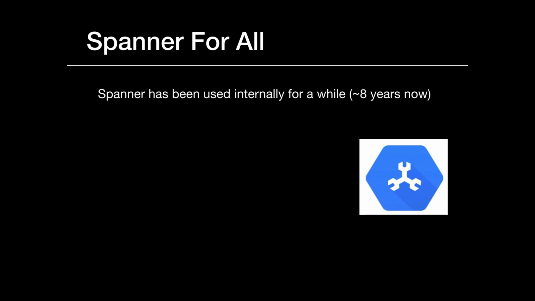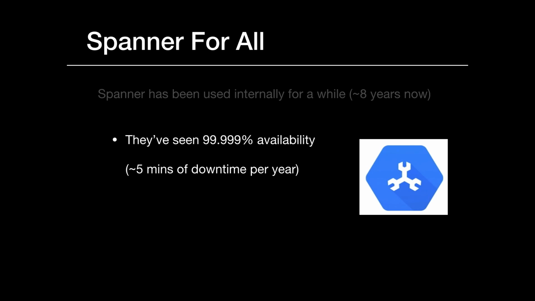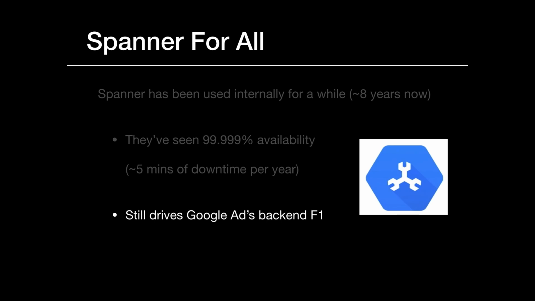And to wrap things up, I think the biggest testament to Spanner's evaluation is that Google has continued to use it for around 8 years now, since this paper was released in 2012. And during its use, they've seen around 5 nines of availability, which means that the service is really only down for around 5 minutes every year.